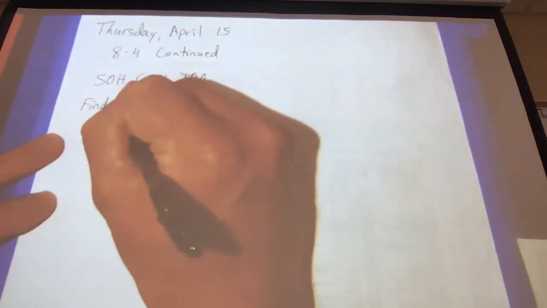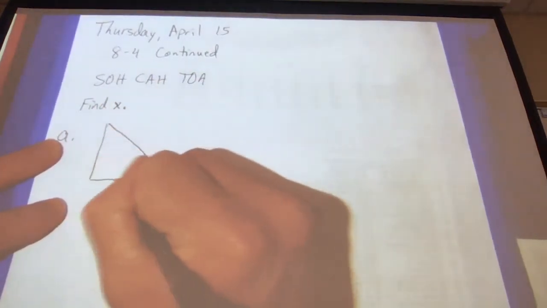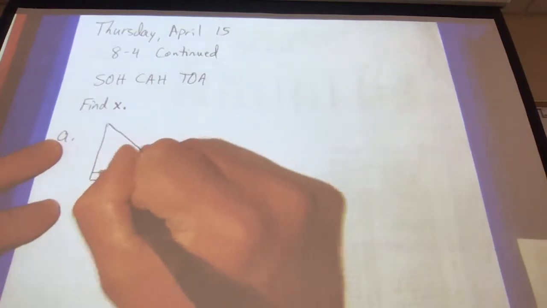Directions are going to tell you to find x. And if you remember back to the first day we did this, the x we were finding was one of the sides of your triangle. The triangle they give you has to be a right triangle this year. Next year, you'll get into some not right triangle trig, but this year, everything's going to be a right triangle.